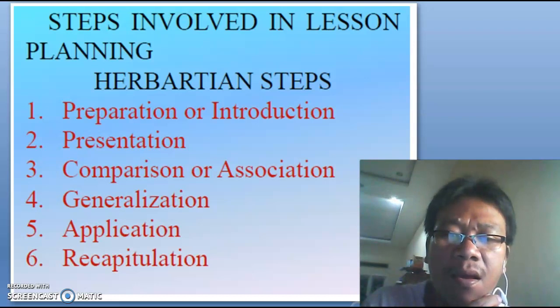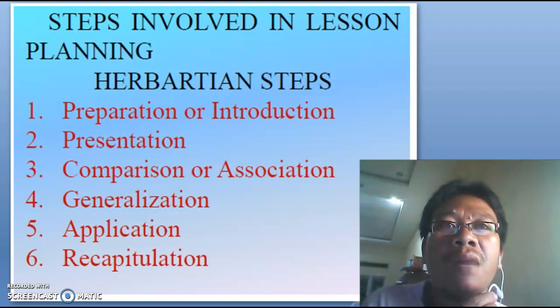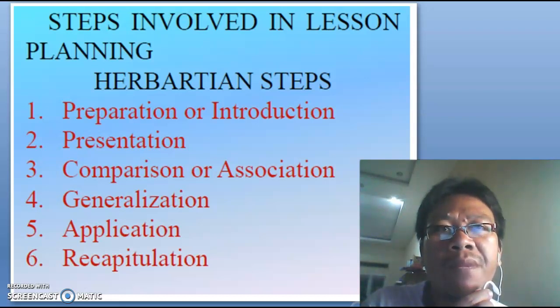Okay. Now we continue to the next, application. At this stage, the students make use of acquired knowledge in familiar and unfamiliar situations. It means that the students are able to apply the new knowledge from the teaching and learning process, and the application will be permanent in the minds of the students and will not fade from consciousness soon.